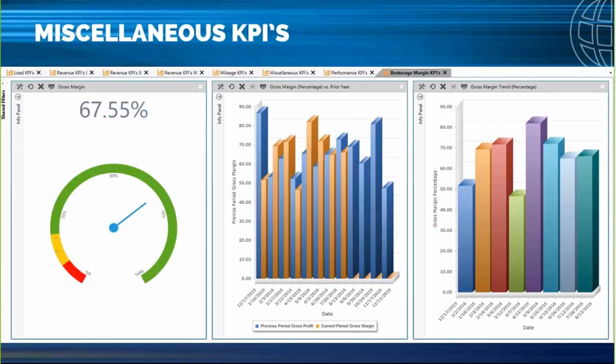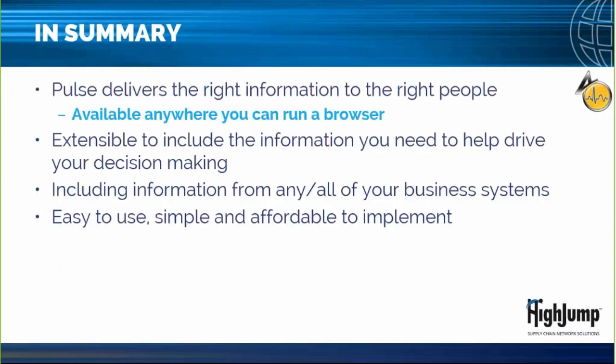Now, once again, all these KPIs that we've just looked at and reviewed are included with the product. You can also create your own custom KPIs. Pulse is going to deliver all this information internally to the right people. It runs right through a browser. You could even put up a big screen right in operations and set up so only some operational KPIs are being viewed by your operation people. We can include information from multiple systems if you want to add third-party integrations to different programs as well.